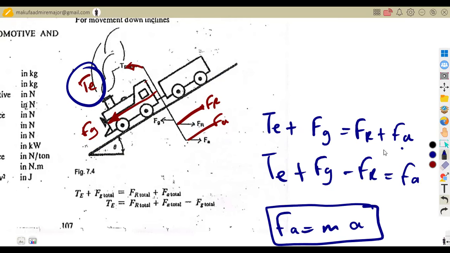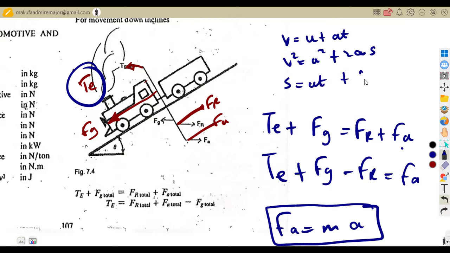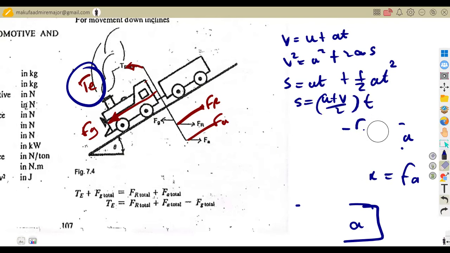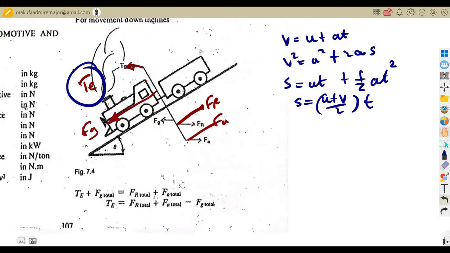With the laws of linear motion combined, all those formulas, V is equal to U plus AT, V squared is equal to U squared plus 2AS, S is equal to UT plus half AT squared, S is equal to (U plus V) over 2 times T. With all these formulas combined, we can answer any question under this topic, and also the part of angular motion, which is the circular motion.